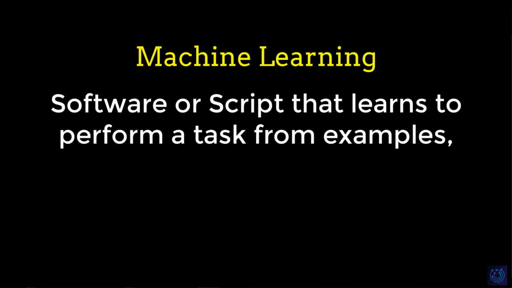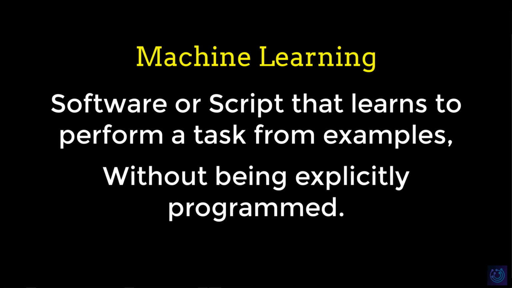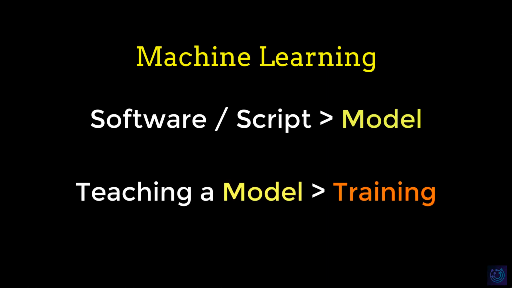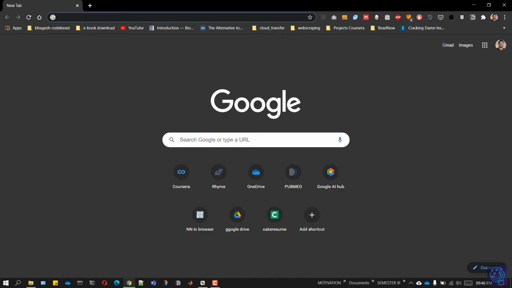So to start with, what is machine learning? Machine learning is a piece of software or a script that learns to perform a task from a collection of examples rather than through a person explicitly defining each rule or each formula. This learning software or program or script is called a model, and teaching a model through examples is called training. So let's not waste any more time and let's just dig in.